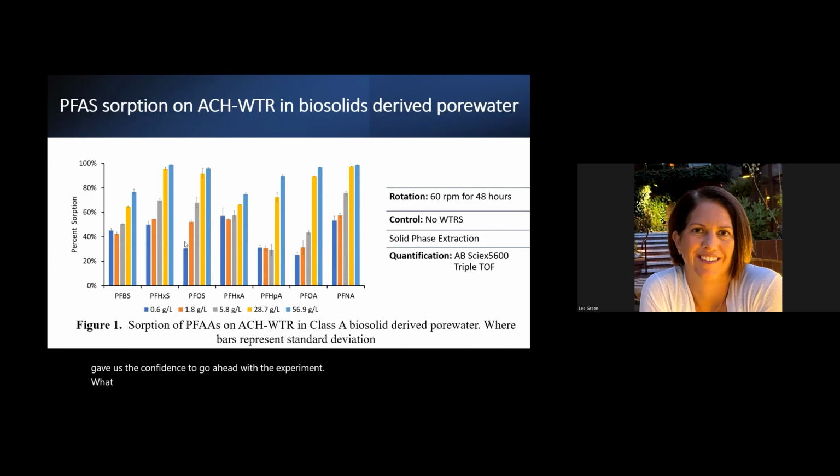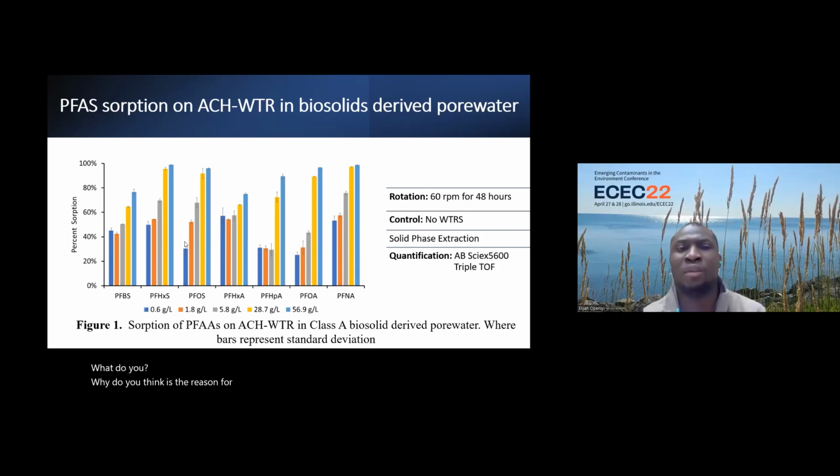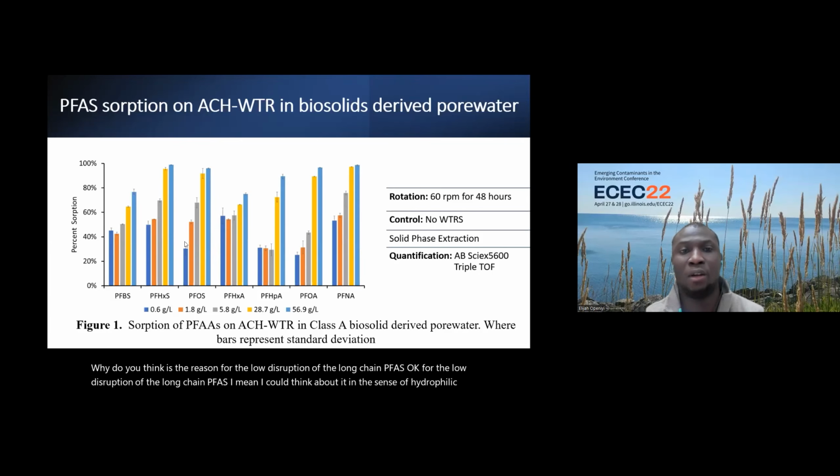Why do you think there is low desorption of the long chain PFAS? For the low desorption of the long chain PFAS, I could think about it in the sense of hydrophilic and hydrophobic forces at play. Longer chain compounds would prefer to sorb more to the treatment residuals, which may contain things like organic matter, which we are going to really deal with in the column studies. So the longer chains may prefer to sorb and attach more to the organic matter that may be in the treatment residual, unlike the shorter chains, which are more hydrophilic.